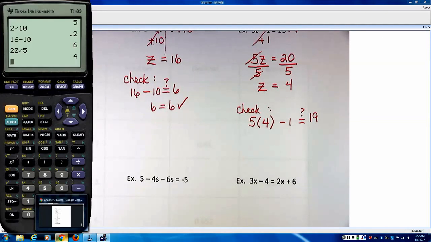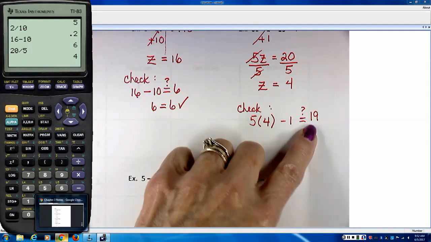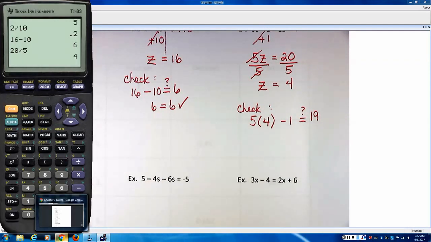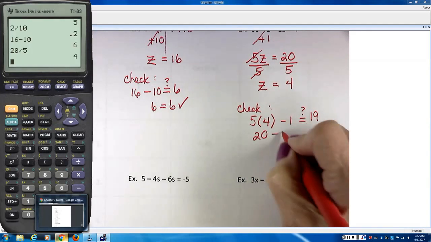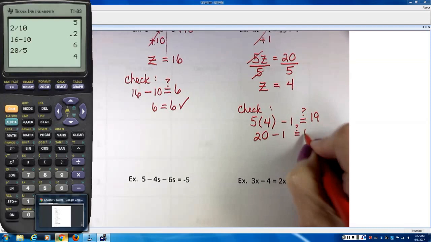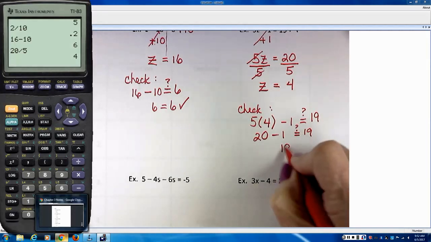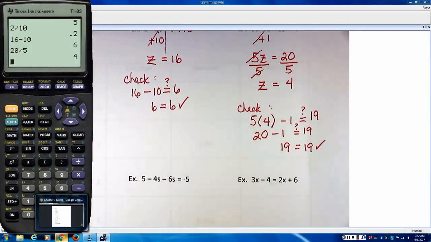Does 5 times 4 subtract 1 equal 19? And remember your order of operations. Multiply and divide comes before add and subtract. So 5 times 4 is 20 minus 1. Is that equal to 19? And it is. Okay?